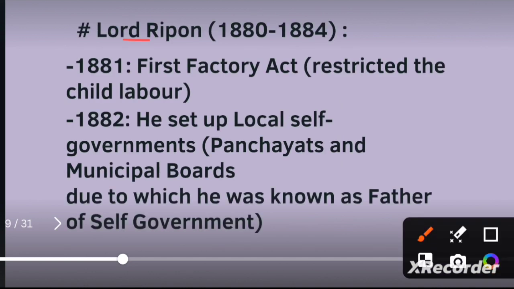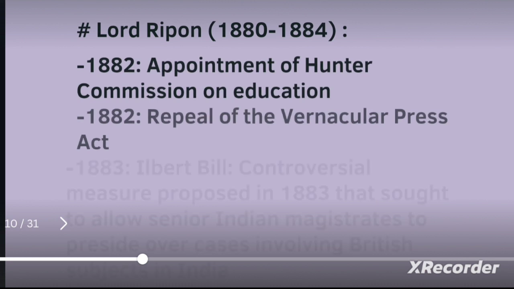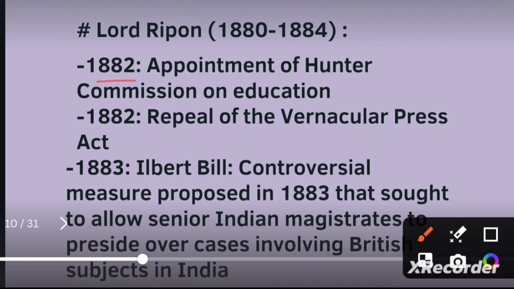Lord Ripon, 1880 to 1884. 1881, First Factory Act restricted child labor. 1882, set up local self-government, panchayats and municipal boards, due to which he was known as the father of local self-government. 1882, appointment of the Hunter Commission on Education. 1882, repeal of the Vernacular Press Act.